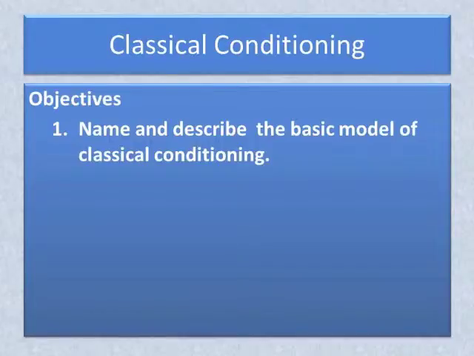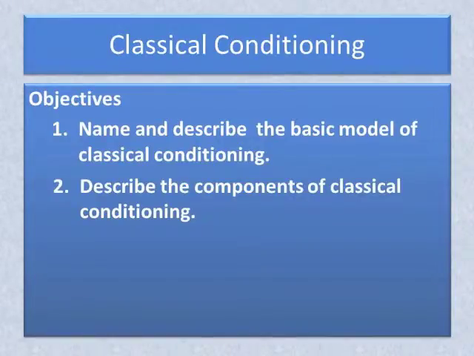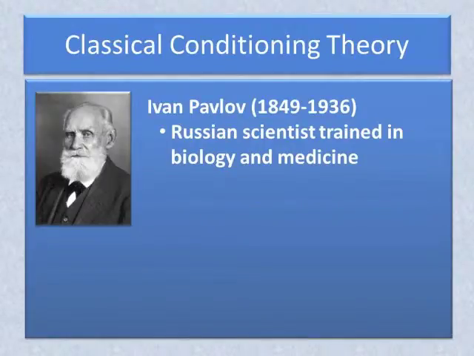First, you'll be able to name and describe the basic model of classical conditioning. And second, you'll be able to describe the components of classical conditioning and give an example of how this could impact emotional behavior. Ivan Pavlov, who lived between 1849 and 1936, was the major theorist for classical conditioning.